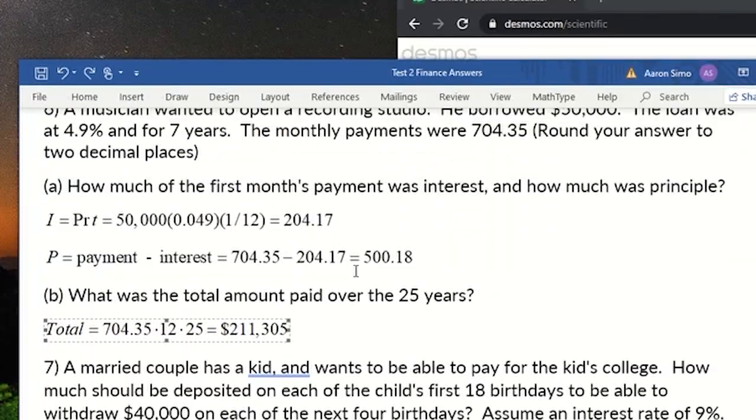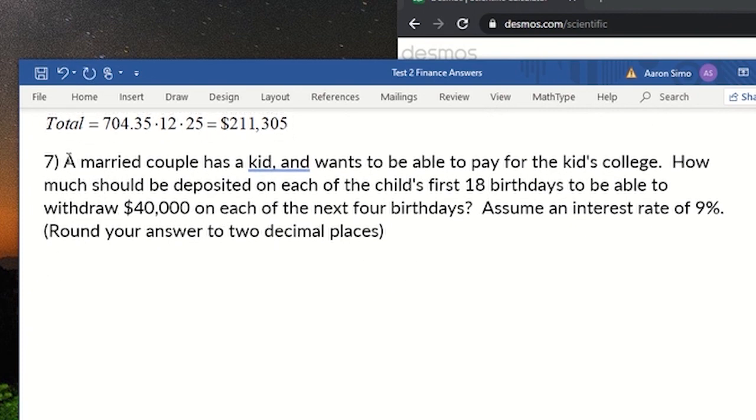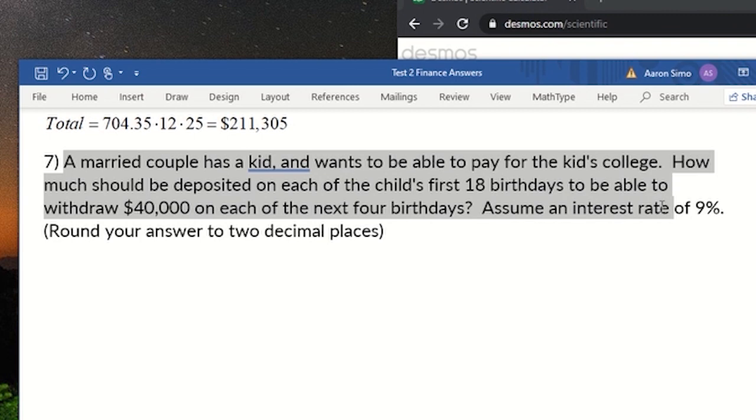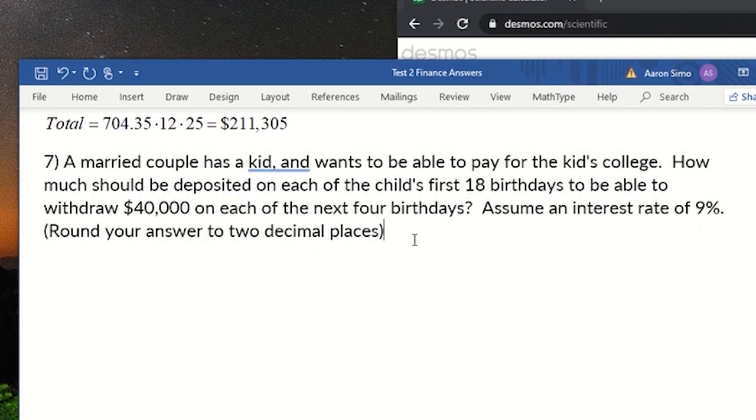Okay, are we done almost? Last question. Let's see what's going on here. A married couple has a kid and wants to be able to pay for the kid's college. How much should be deposited on each of the child's first 18 birthdays to be able to withdraw $40,000 on each of the next 4 birthdays? Okay, this is a tough question, so we're going to try to think through this one. We want to withdraw $40,000 on the next 4 birthdays. That's amortization because we're withdrawing until it reaches 0 in 4 birthdays. So we want to withdraw $40,000 for 4 years until we have nothing left.